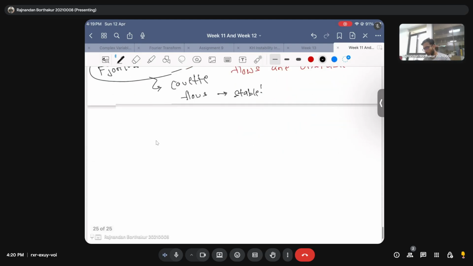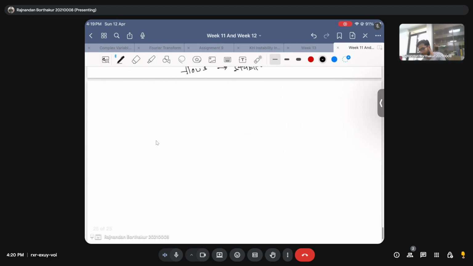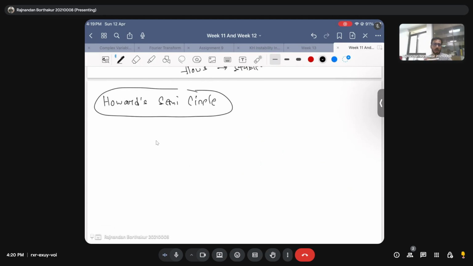Okay, so there is one more criteria which is known as the Howard semicircle theorem, and I would say it is even stronger than Fjortoft's criteria. So eventually you need to check the Howard semicircle theorem, it's called the Howard semicircle theorem.